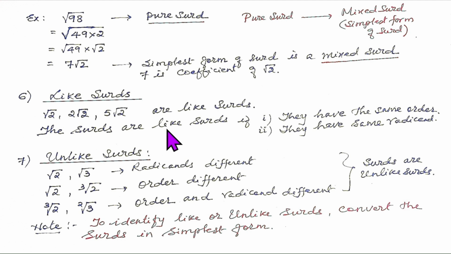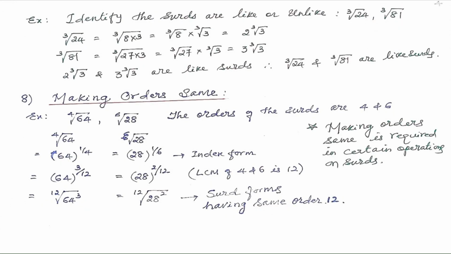So I learn how to find out the like surds and the unlike surds. Now identify the surds as like or unlike. Let us take an example here: cube root of 24 and cube root of 81. Cube root of 24, first of all write it in simplified form. This can be written as cube root of 8 into 3, cube root of 8 into cube root of 3, that is 2 cube root of 3. So this is the simplest form.